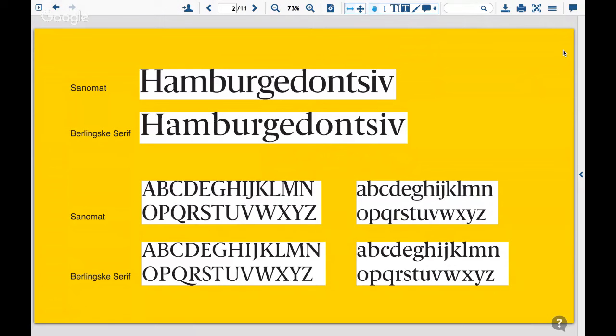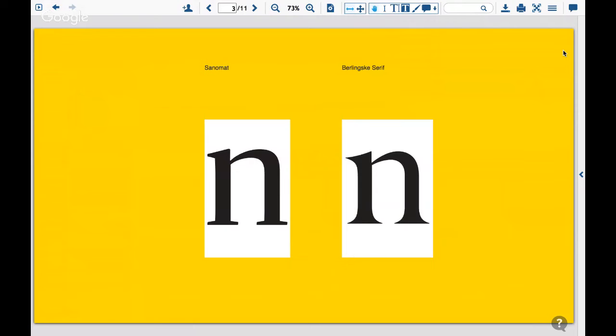Yeah, if you want to zoom in right away, we can see what makes these look different up close. Great. Okay. So, Erin, what's the first thing you were looking at, the lowercase n? What are we seeing between the two of them? Definitely, we see that the serif approach is very different. What kind of serif would you describe that as on Sanomat?